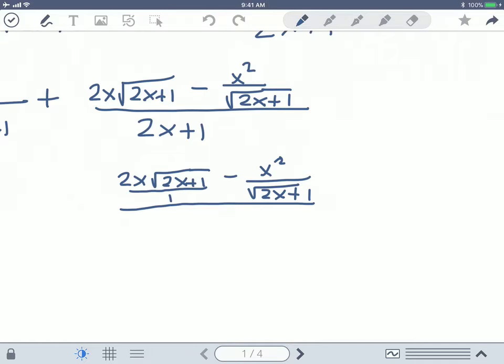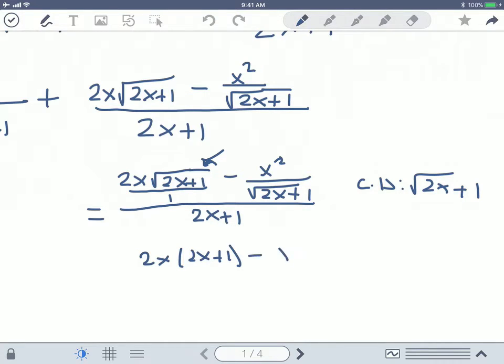So this guy right now has a 1. So what should I use as the common denominator? Well, the common denominator is exactly the root of 2x plus 1, right? So that means that I'm going to multiply this guy by a root of 2x plus 1, which means that I'm going to just erase this guy, right? This part is going to become 2x, sorry, this still has this guy down here. So this is going to become 2x times 2x plus 1, because I'm going to square it, right? I'm going to multiply it by itself, minus x squared. And then all this is over 2x plus 1.